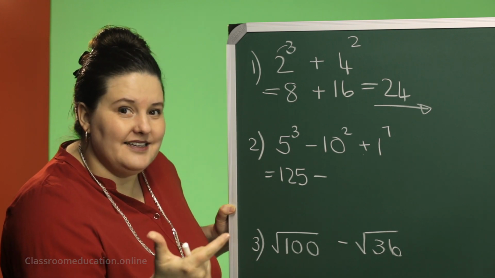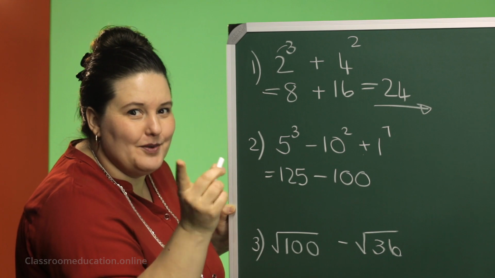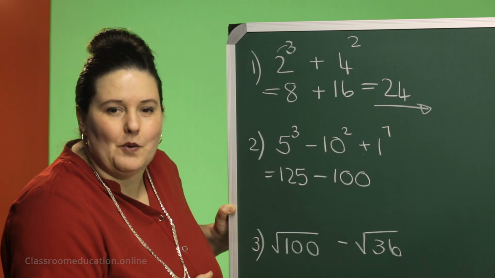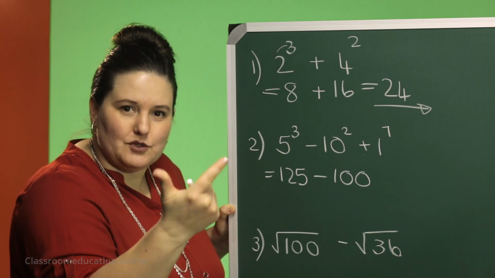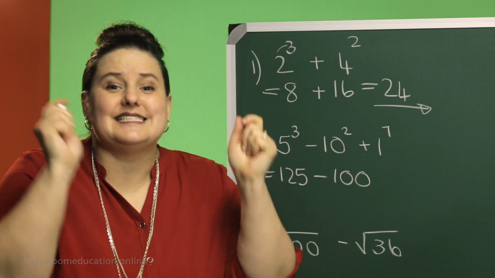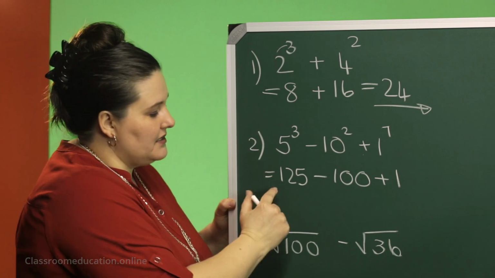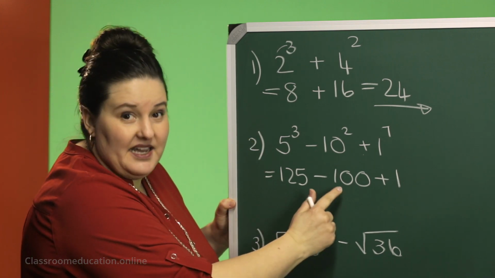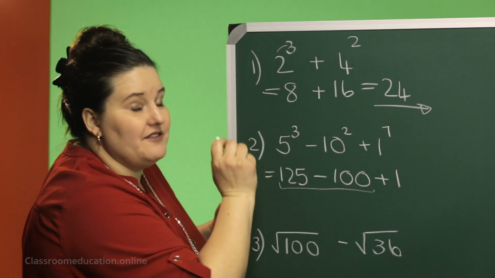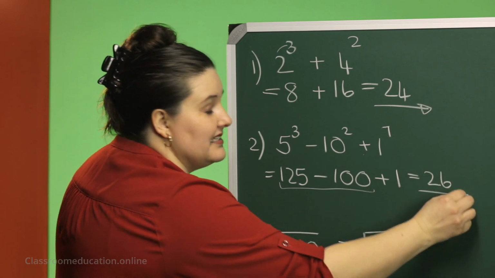10 times 10, 100. And then, oh, I put this one in on purpose. 1 to the power of 7. What is that? 1 times 1 times 1 times 1 times 1 times 1 times 1. It stays 1. Plus 1. Okay, so 125 minus 100 plus 1. This will be 25 plus 1, so I will have 26 as an answer.